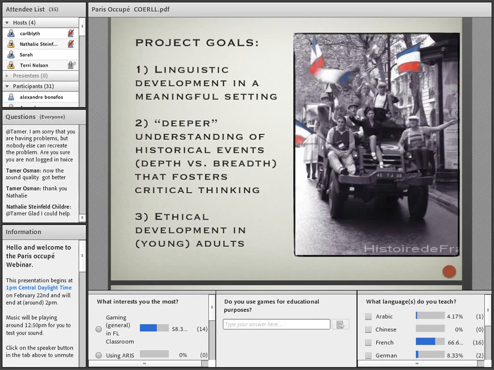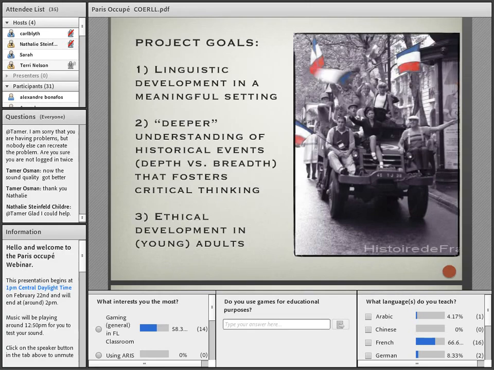So my project goals here were threefold. One was obviously, as a French professor, linguistic development, but most importantly, in a meaningful setting. We know from ACTFL how important it is for students to have a reason to use language. And so for me, this historical setting was one that was really meaningful.